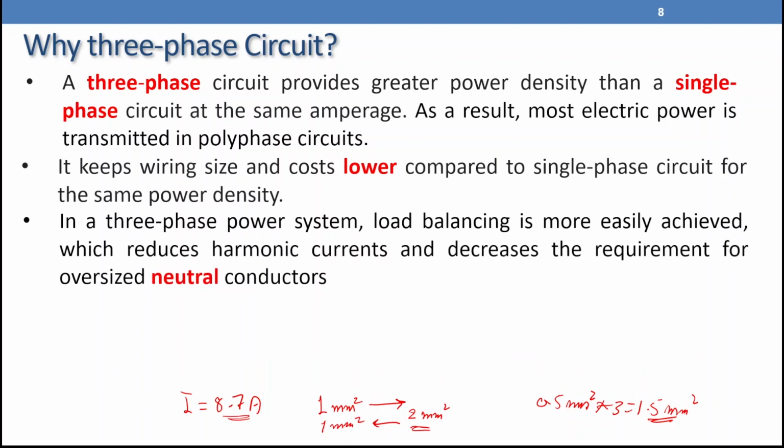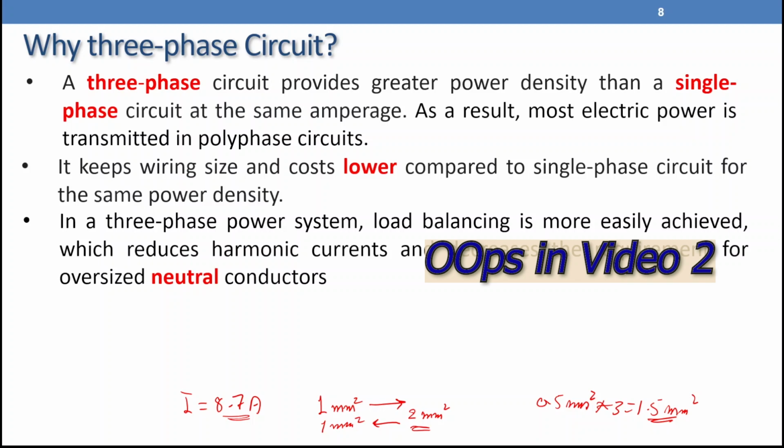Point number 3. In a 3-phase power system, load balancing is more easily achieved, which reduces harmonic currents and decreases the requirement for oversized neutral conductors. And in some cases, we can avoid the neutral conductor. I'm going to prove that one at the end of this video.